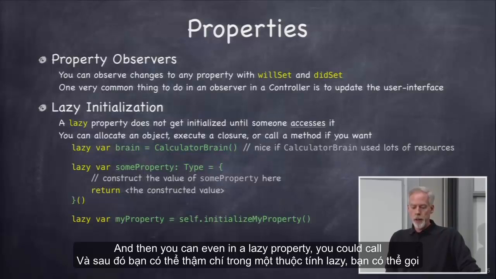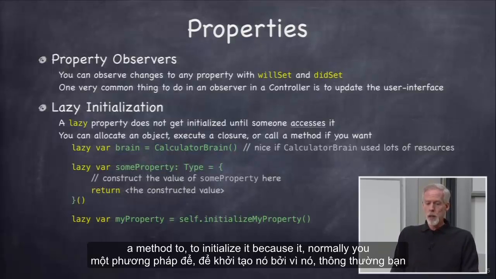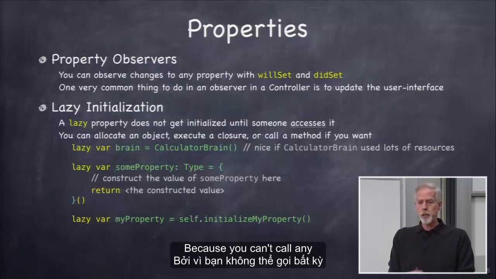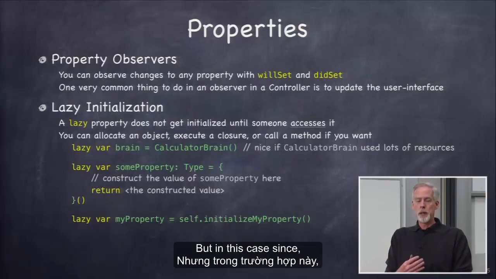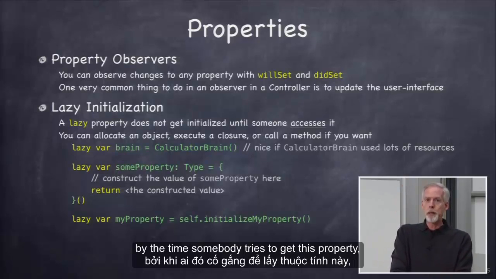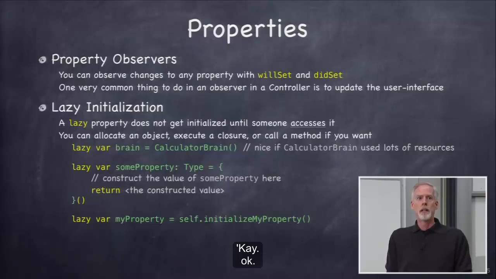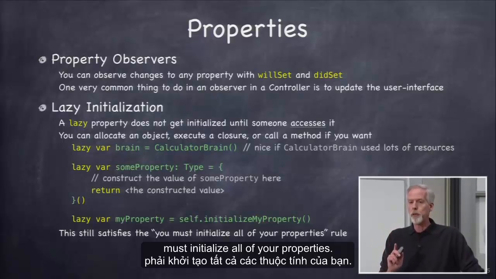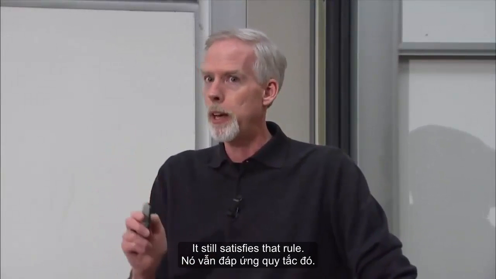Okay? And then in a lazy property, you can even call a method to initialize it. Normally you wouldn't be able to do this if you didn't say lazy, because you can't call any methods in your class until you're fully initialized. So there's kind of a catch-22 there. But in this case, by the time someone tries to get this property, you'd be fully initialized. So you can call methods. So you see the advantage of lazy there? Okay? This lazy thing still satisfies the rule that you must initialize all of your properties. Even though it doesn't actually initialize it until someone accesses it, it still satisfies that rule.